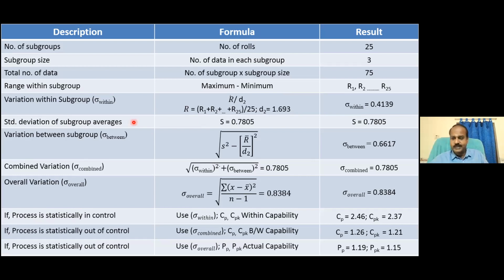So totally how many averages will I have? 20 or 25? 25 averages I will have. Can you use the 25 numbers and calculate a standard deviation? That is this S. What is this S called? Between batches, right? So yes, this is the standard deviation of averages.